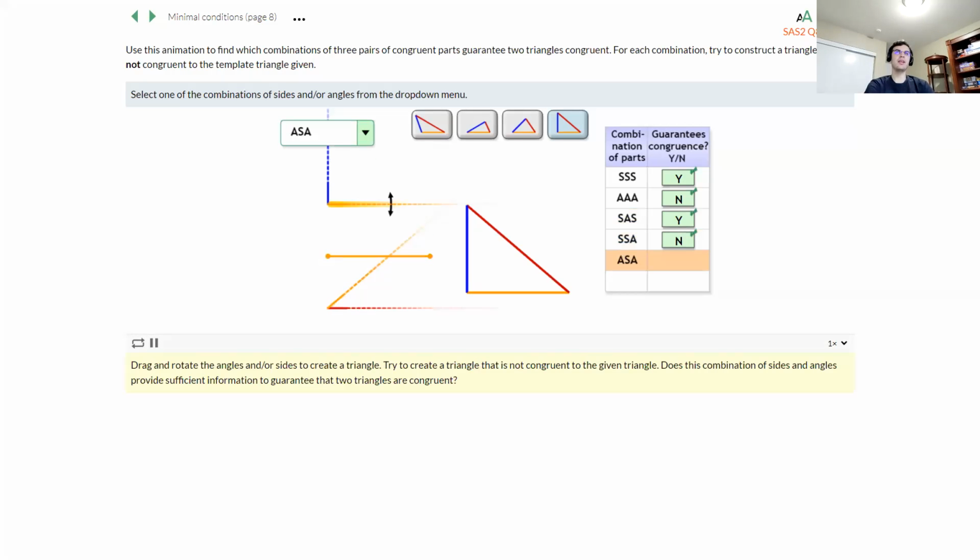That's my way of remembering. Don't make an SSA out of yourself, is what my math teacher always said. All right, what about angle side angle?